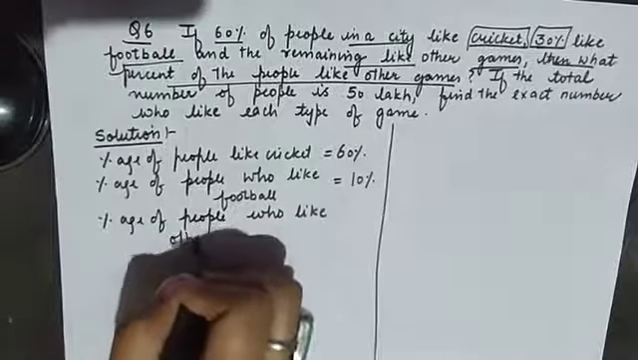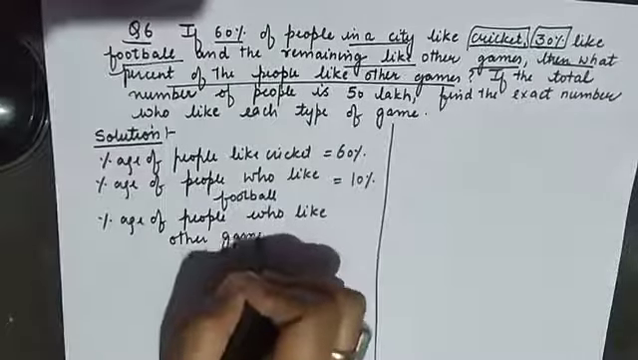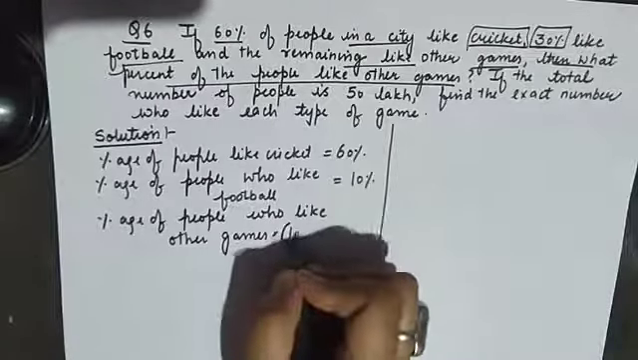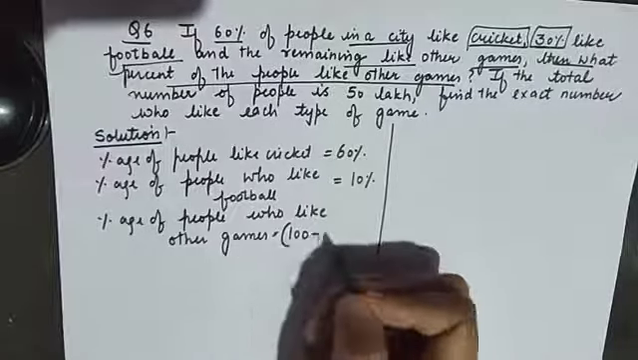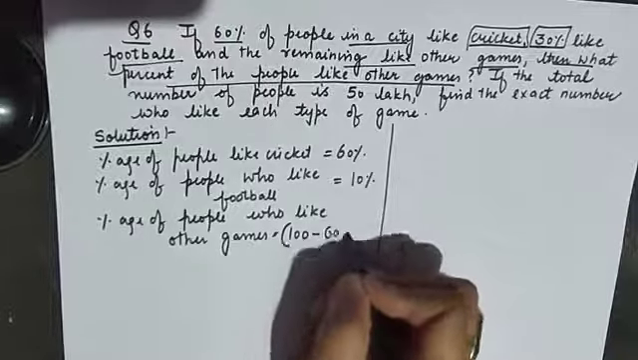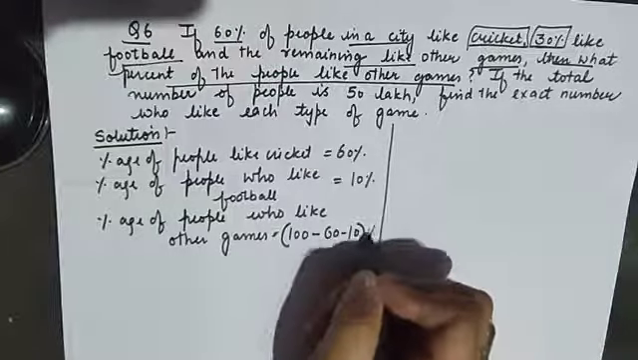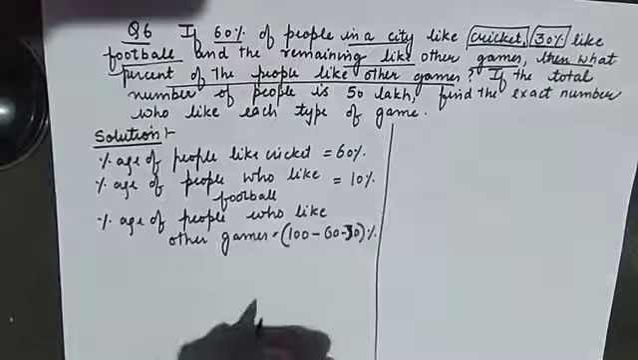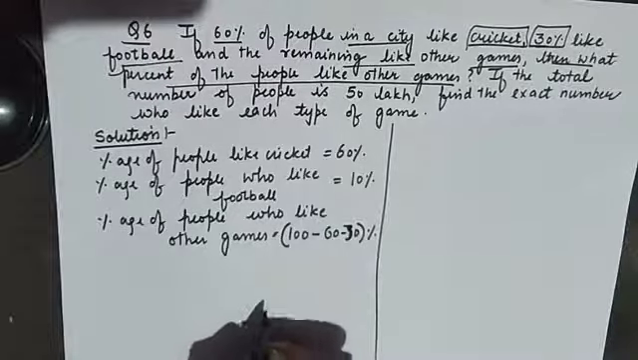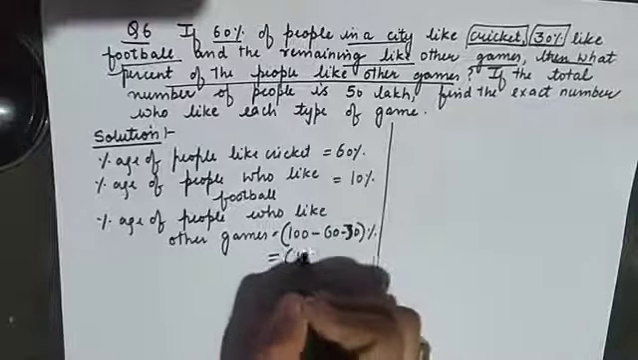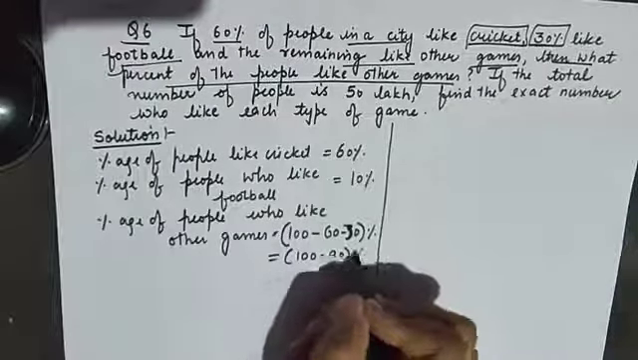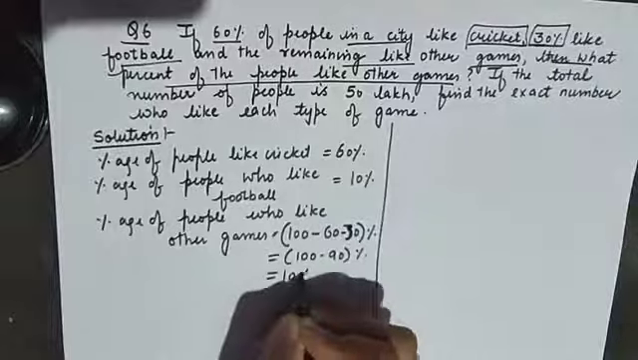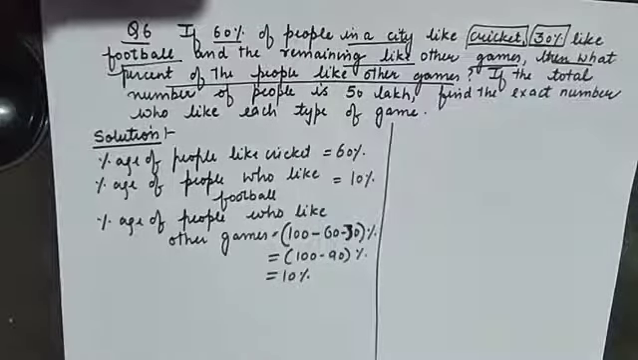So students, it is definitely clear to you that the total will be 100%, right? So if I subtract the percentage of people who like cricket and the percentage of people who like football, I will get the percentage of people who like other games. So it will be 100 minus 90% here. So the percentage of people who like other games will be 10% here. Very simple, right?